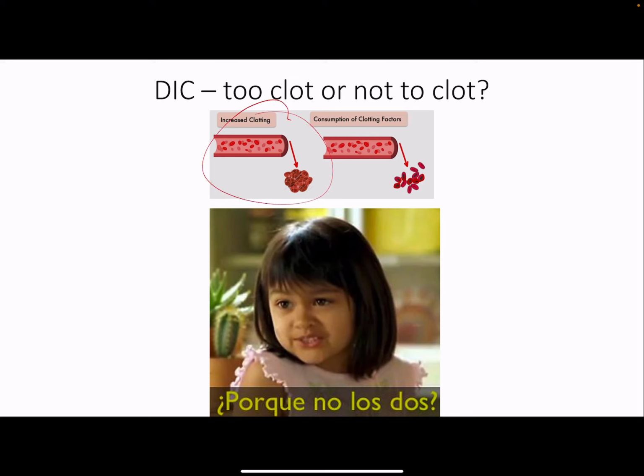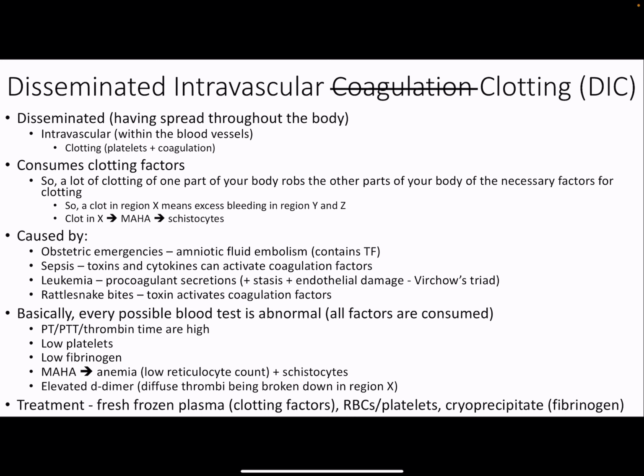You have clotting in one part of the body, and because there's so much clotting in one part of the body, it's actually consuming the systemic coagulation factors, so that in the next part of the body, you actually cannot do clotting. So it's both. Fun, this is a wall of text.